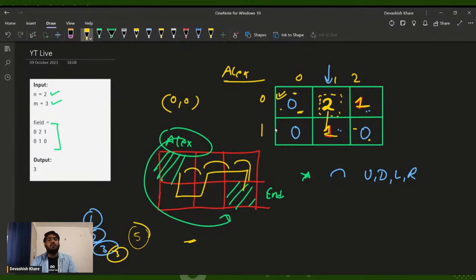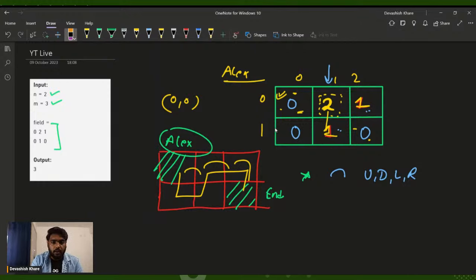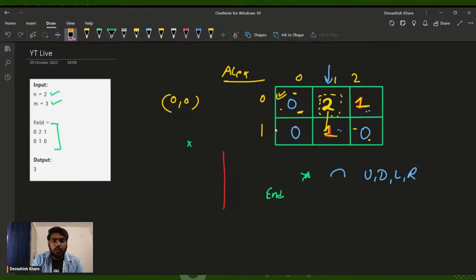So the main motive of this question is to return the minimum answer possible, okay? To return the minimum number of steps possible. This 3 was the answer. We have to build up the logic behind it, how we are getting to the answer, okay? And every cell has some property, which we have already discussed, right? So I hope the question is clear now, right?